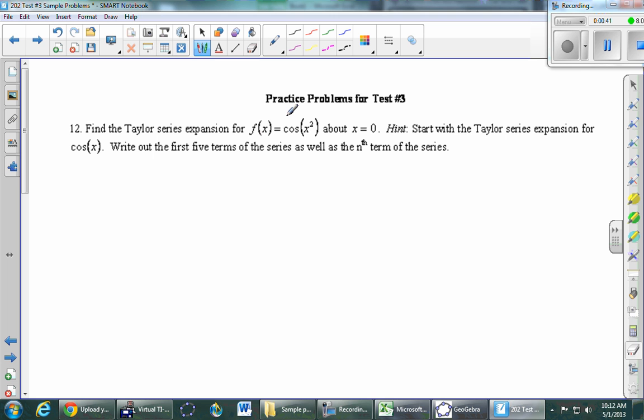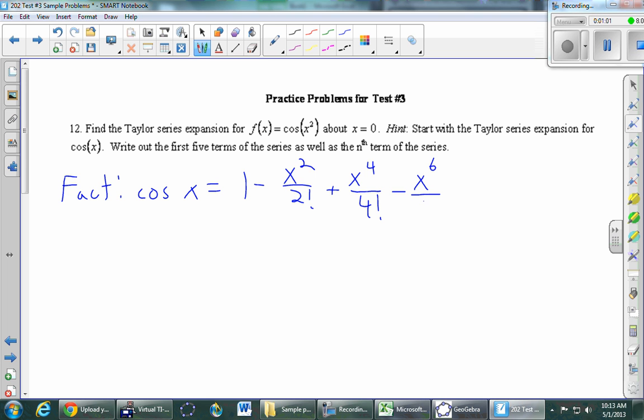But in this case, we're just going to use something that we already know, and that's the Taylor series for cosine of x. This is on your reference sheet, the Taylor series reference sheet page, towards the bottom. So cosine of x is equal to 1 minus x squared over 2 factorial plus x to the 4 over 4 factorial. That's probably enough. If we need more, then we'll get some more.